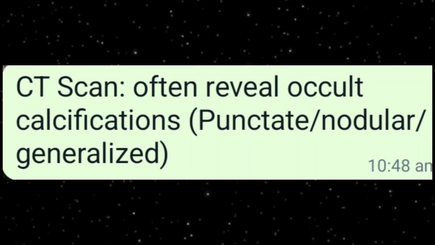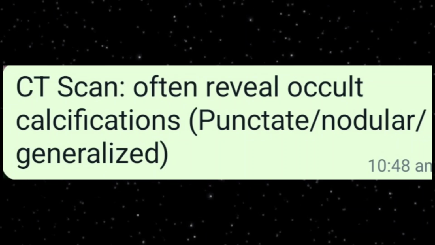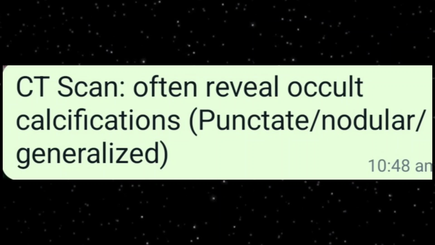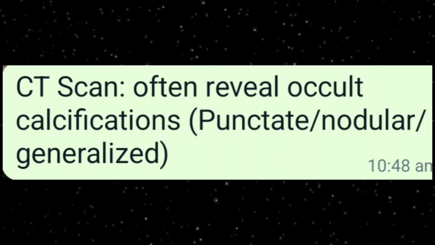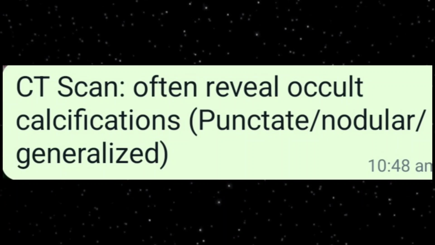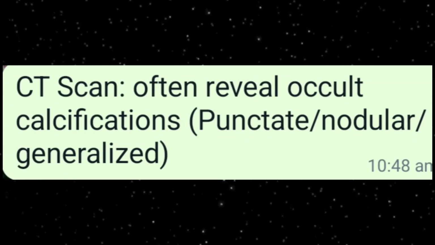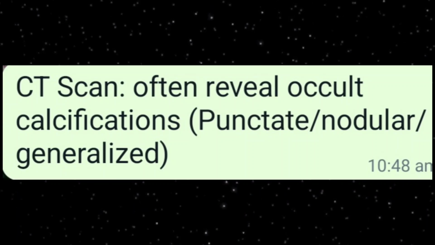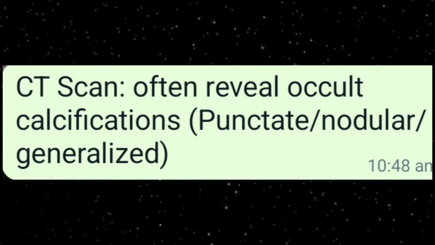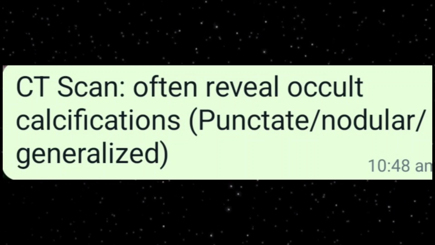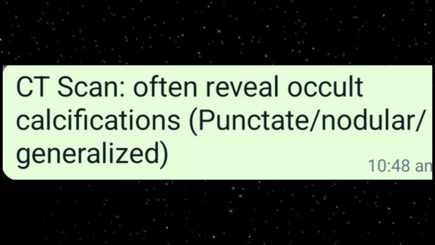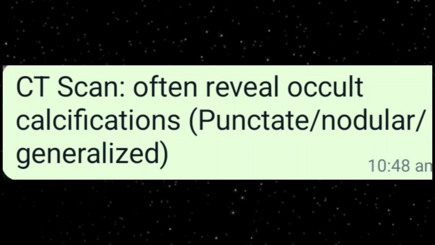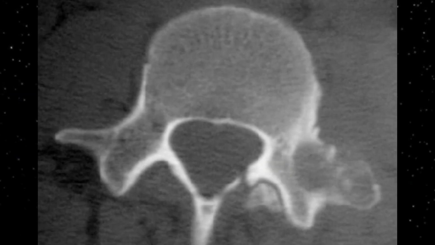On CT images it will appear the same way, showing occult calcifications. There may be punctate calcifications that may appear nodular. These calcifications might appear generalized because of the matrix mineralization. So here you can appreciate one of the images.